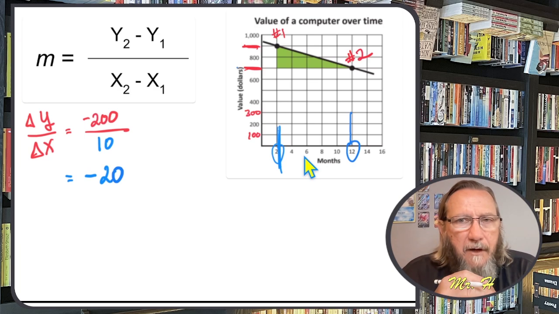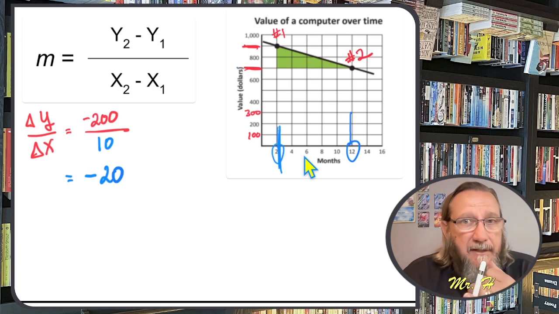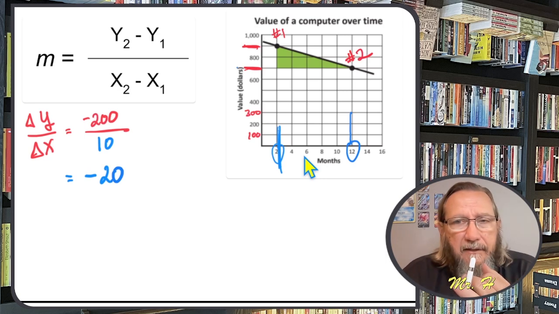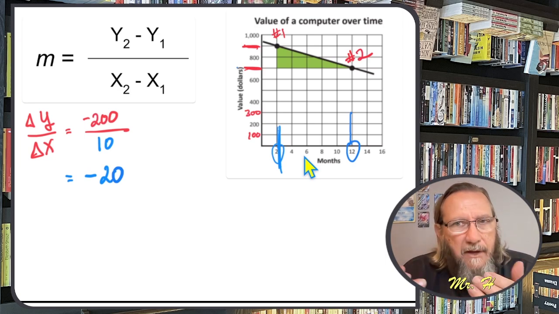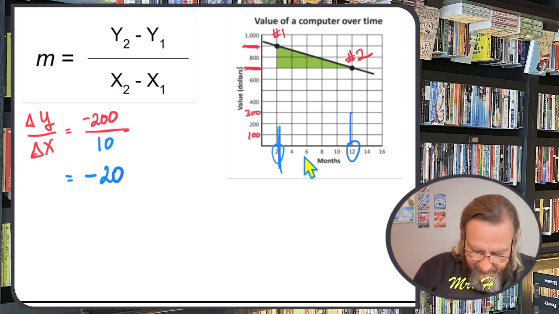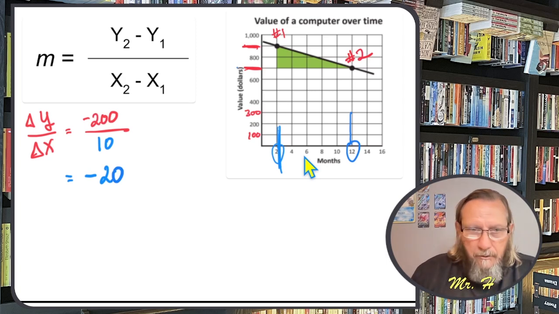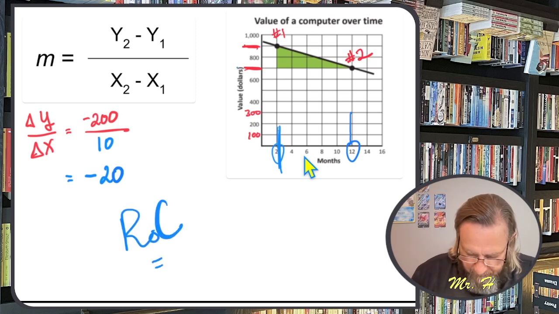Now, a couple of observations on that. First of all, it indeed was negative. We expected that because the line's going down. The second thing is that there's no second number. It's just negative 20. So what is the rate of change? It's negative 20 over 1. But for mathematical purposes, you can simply say that your ROC is going to be equal to negative 20.